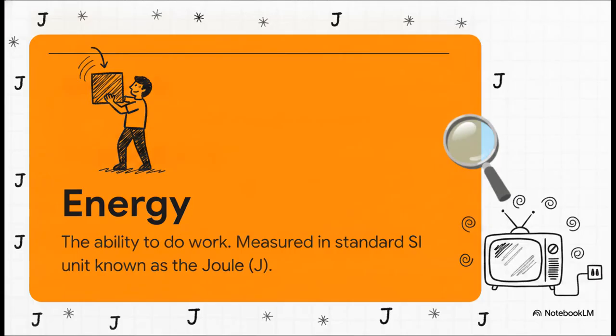Okay, the absolute most crucial concept you need to memorize right now is the strict scientific definition of energy. Energy is simply defined as the ability to do work. Seriously, whether you're lifting a heavy box or just flipping on the TV, you need energy to make that happen. And remember, we measure both energy and work using the standard SI unit known as the joule. That's represented by a capital J. Keep that J in mind because you're going to be using it a lot.